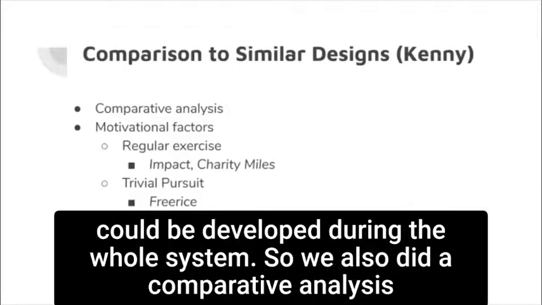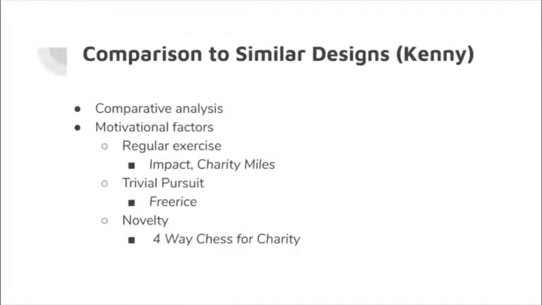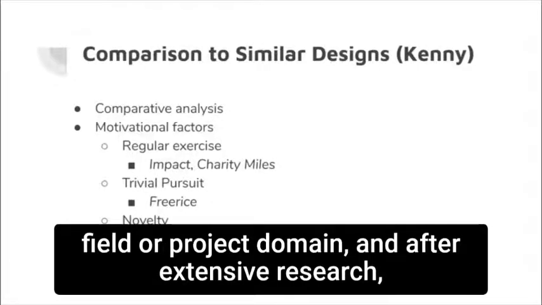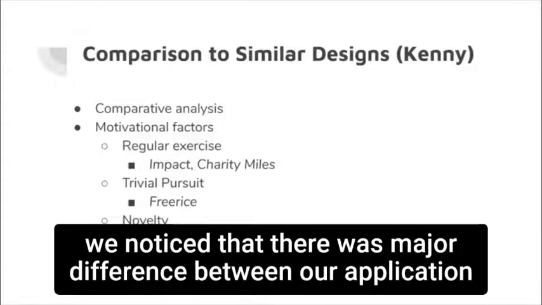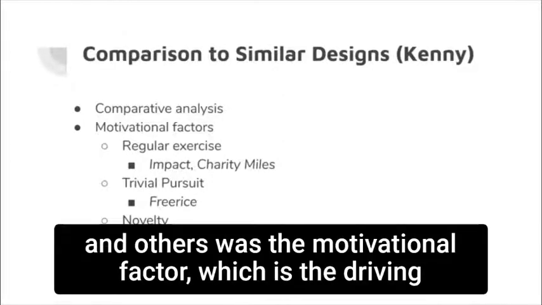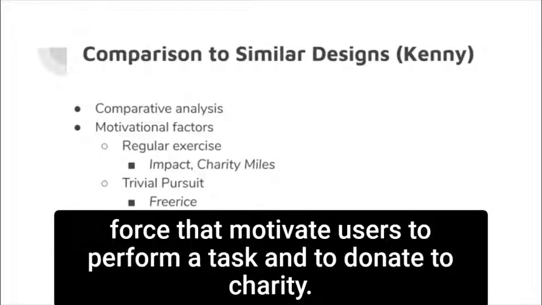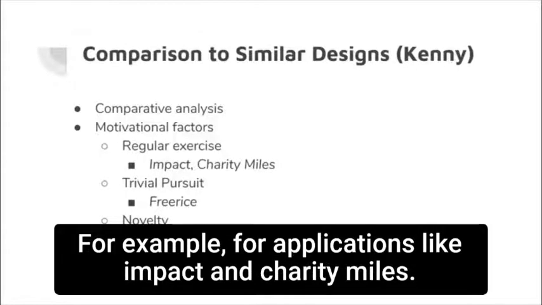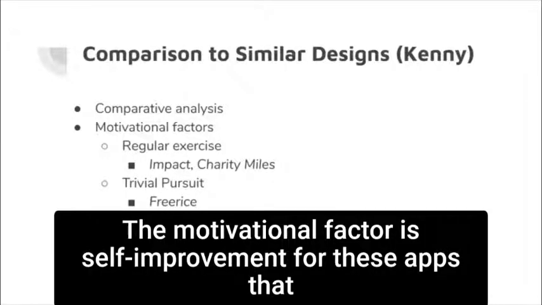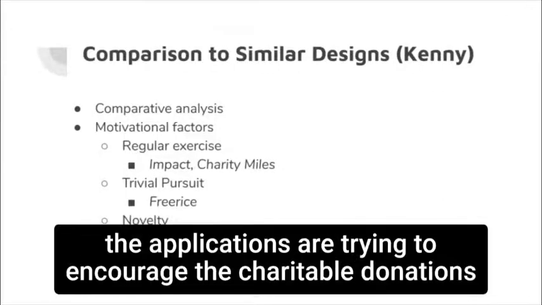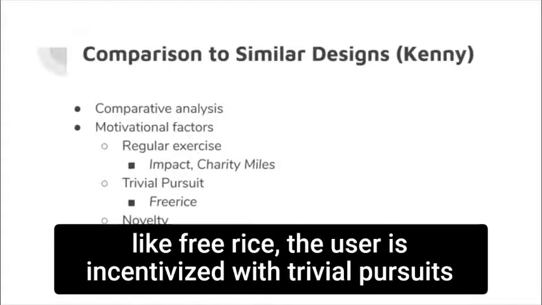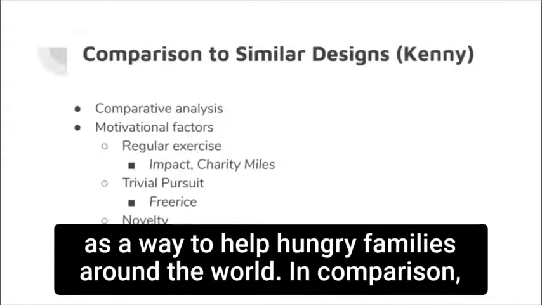We also conducted a comparative analysis of our software application, 4-way chess for charity, in comparison with similar designs in our project domain. After extensive research, we noticed that a major difference between our application and others was the motivational factor, which is the driving force that motivates users to perform the tasks needed to donate to charity. For example, for applications like Impact and Charity Miles, the motivational factor is self-improvement. These applications try to encourage charity donations with the health benefits of regular exercise. In the case of applications like Free Rice, the user is incentivized with trivia pursuits as a way to help hungry families around the world.